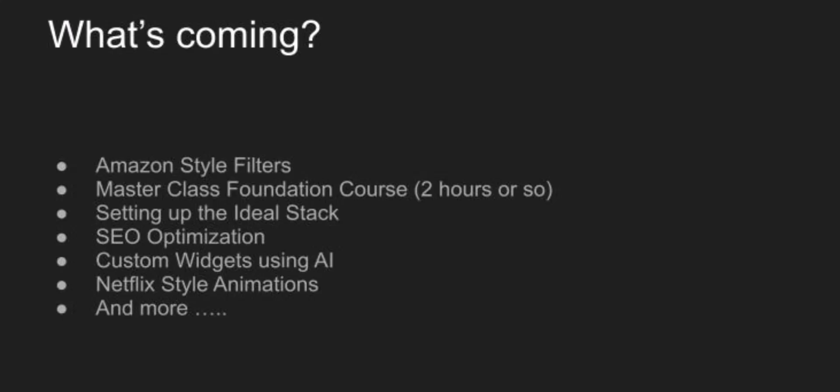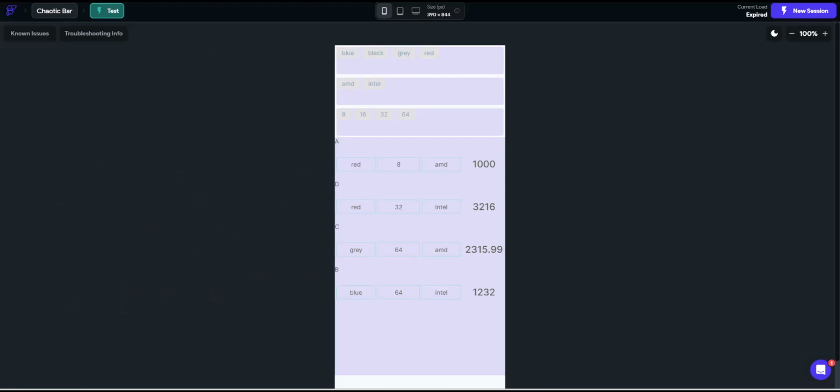In this video, we're going to be looking at how to create Amazon style filtering. To save you the time of having to skip ahead to see whether this is what you want, here is the very basic example of Amazon style filtering.